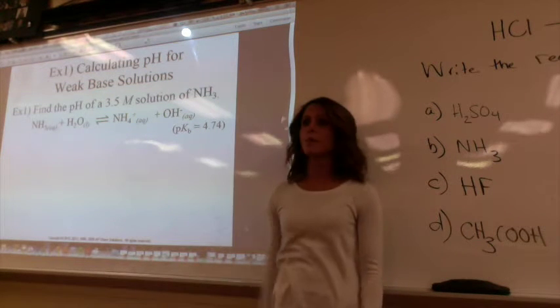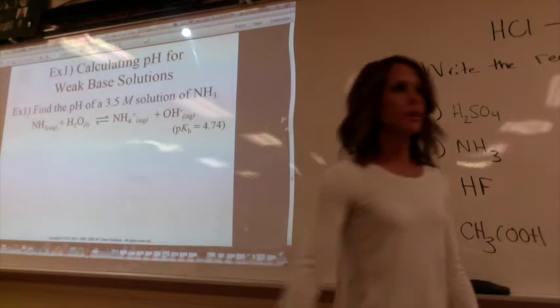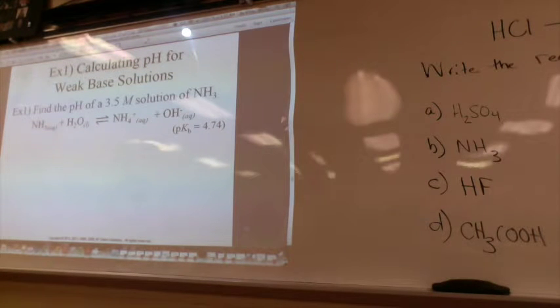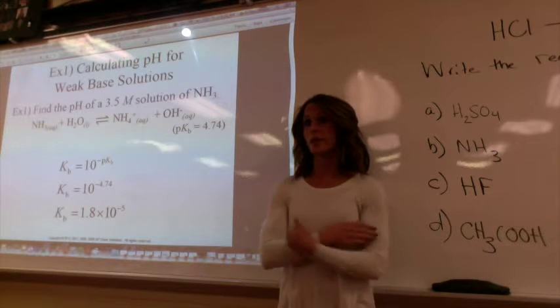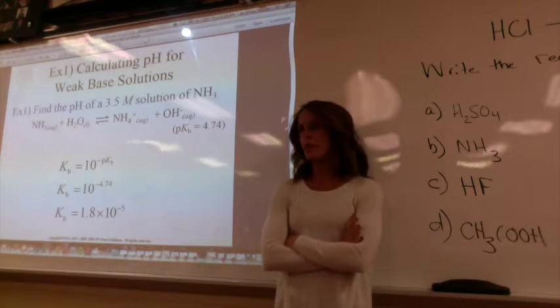You solve for your KB by doing 10 to the negative, right? So 10 to the negative 4.74 gives you your KB value. Same thing that we did for KA, right? One of your clues might be that I gave you a KB value, and then you would say, oh, well, she must be giving me a base. That's a possible clue.